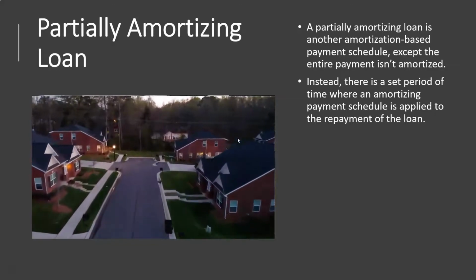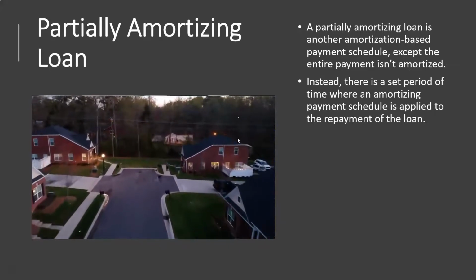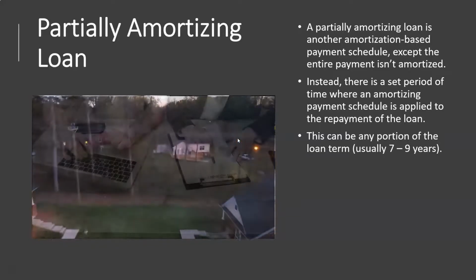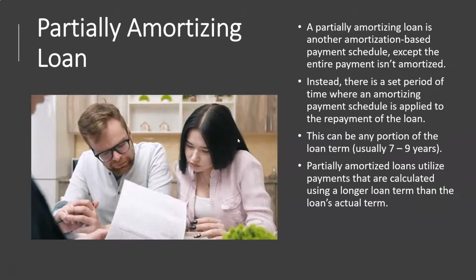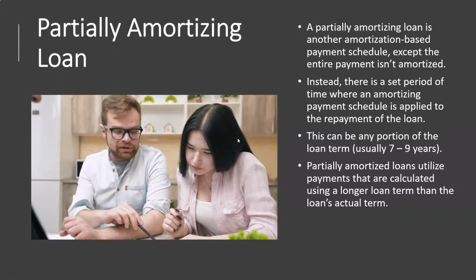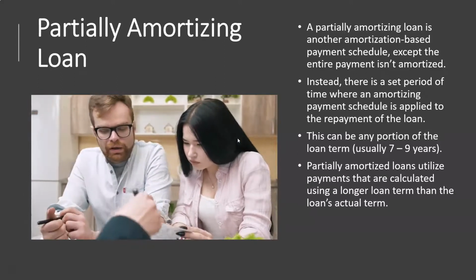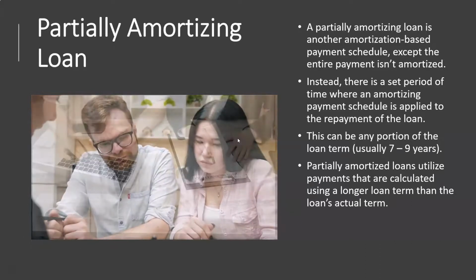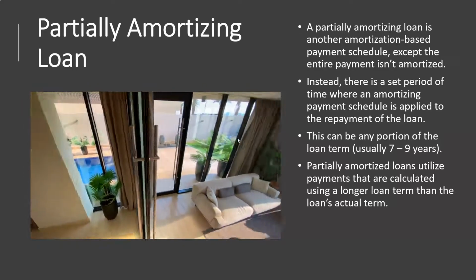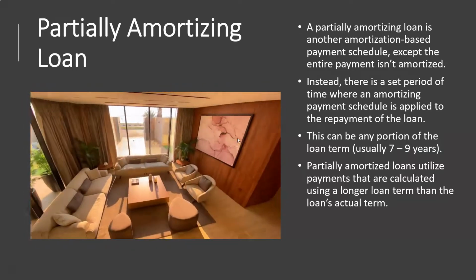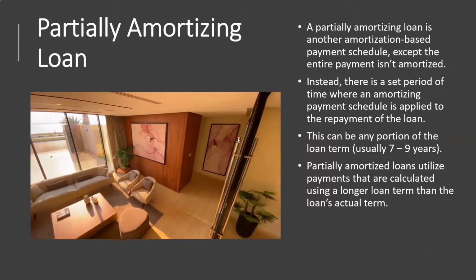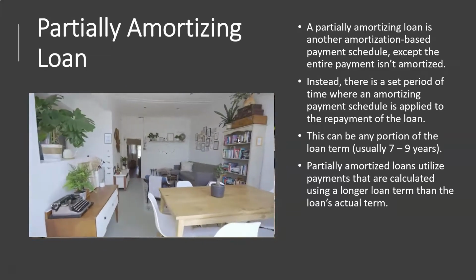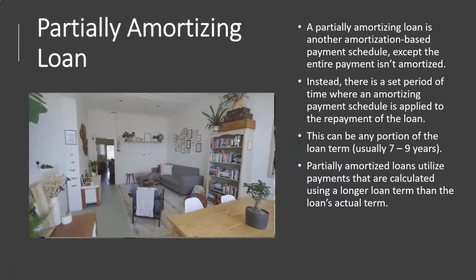Instead, there is a set period of time where the amortization payment schedule is applied to the repayment of the loan. This may be any portion of the loan term, usually like 7 to 9 years. Partially amortized loans utilize payments that are calculated using a longer term than the loan's actual term. We might talk a little more about the calculations and practice problems in future presentations, but you can imagine using a longer term amortization in order to calculate, and then having the shorter term, which would result in the amount that would still be due at the end of the term.